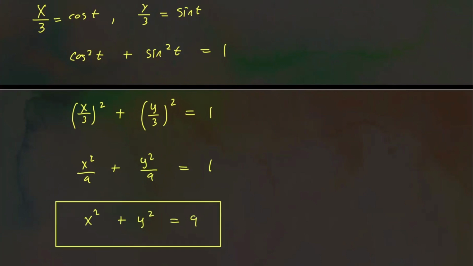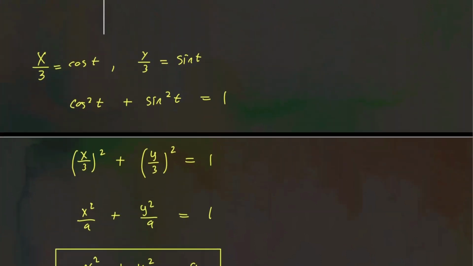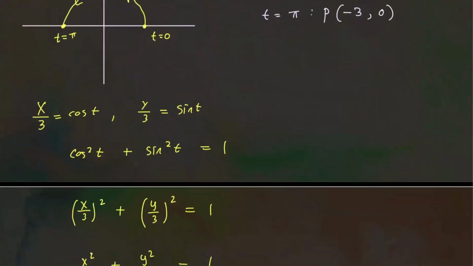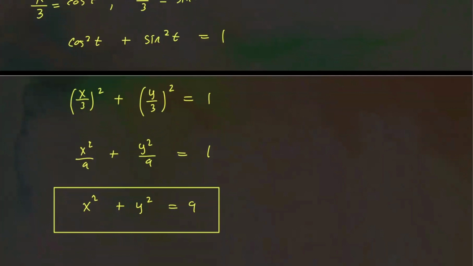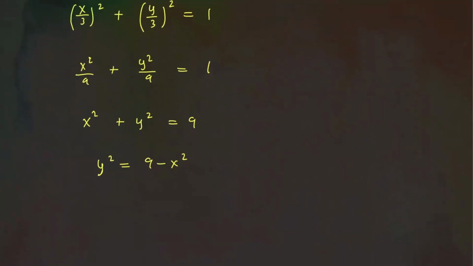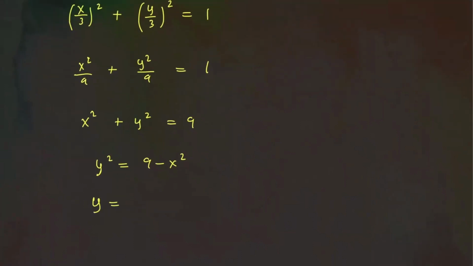That's the Cartesian equation. And as you can see from the picture, we're looking at the upper half of the circle. Since this is the equation of the entire circle, you want to restrict your function. So we're going to express this in terms of x, so solve for y, because this equation represents the entire circle and we only have the upper half. So we have y squared is equal to 9 minus x squared. Then I'm going to take the square root. So y is equal to plus or minus the square root of 9 minus x squared.